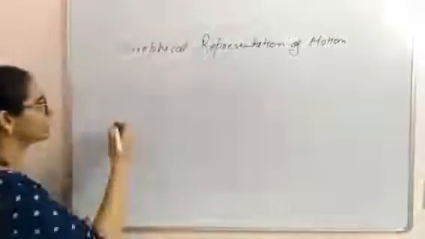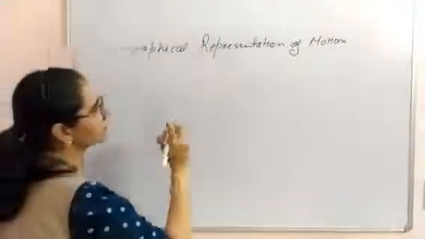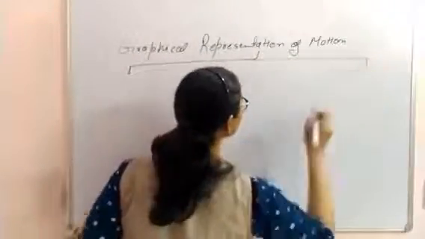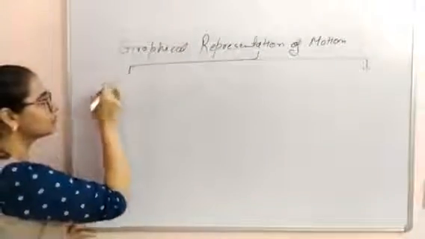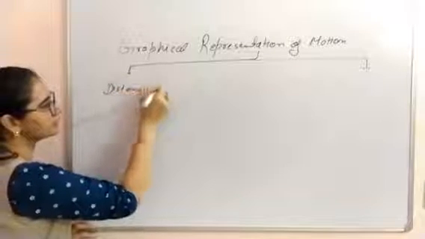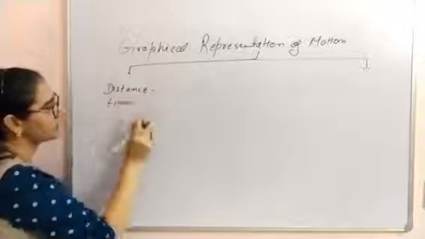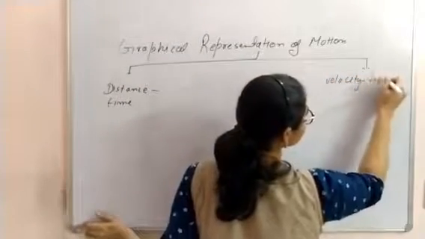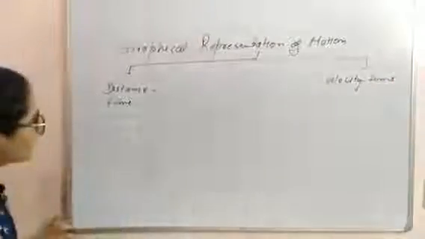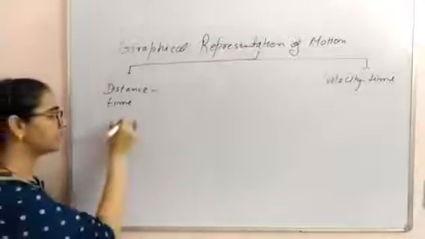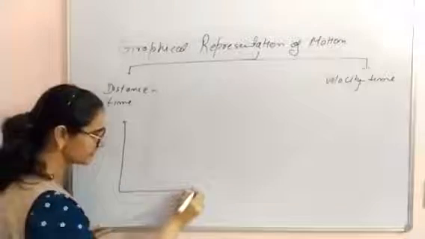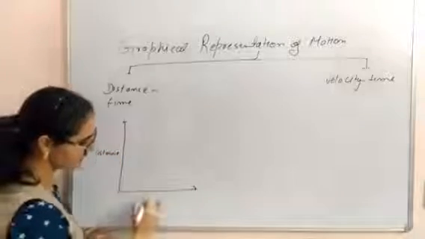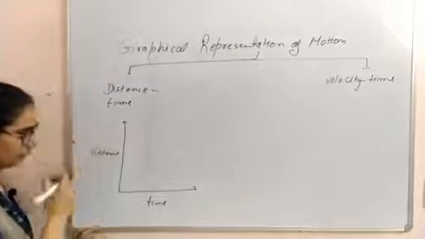When we are talking about graphical representation of motion, we basically study two types of graphs. We study the distance time graph and the velocity time graph. In the distance time graph, on the y-axis we are taking distance and on the x-axis we are taking time.